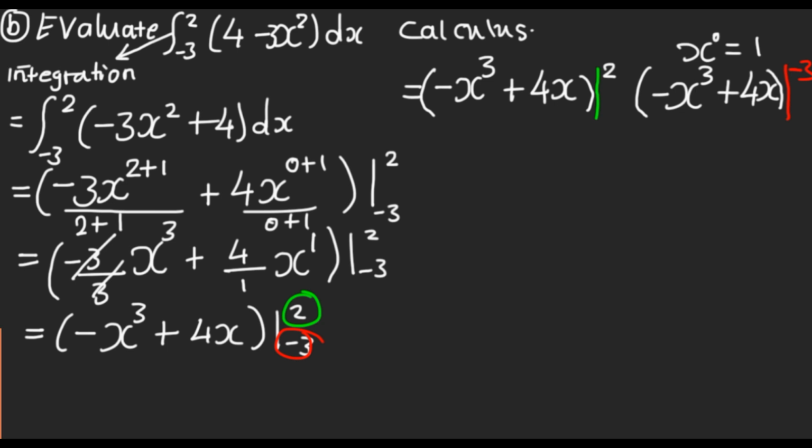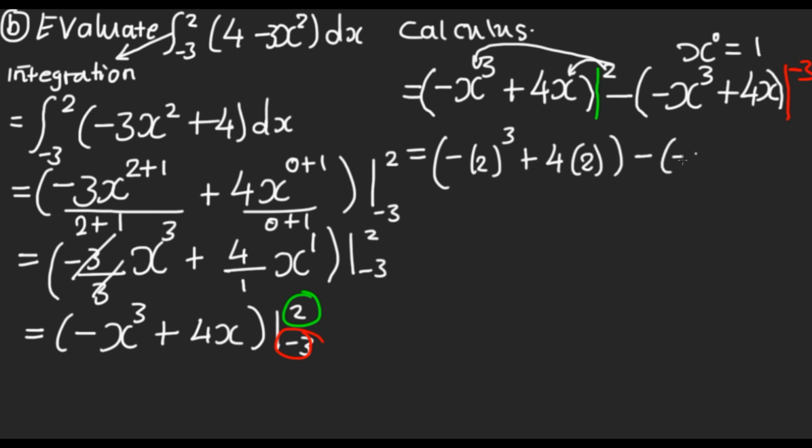Then what we put between the 2 brackets is subtraction. Then where there is x is where we're going to put the numbers, the limits. So in the first bracket, we are going to have negative 2 raised to the power 3 plus 4, in brackets we put 2, minus negative 3 raised to the power 3 plus 4, then negative 3 here.